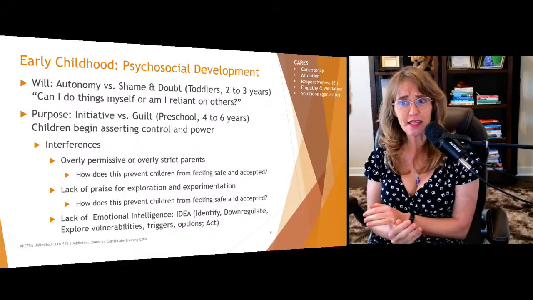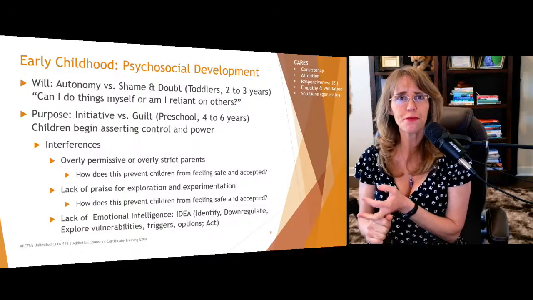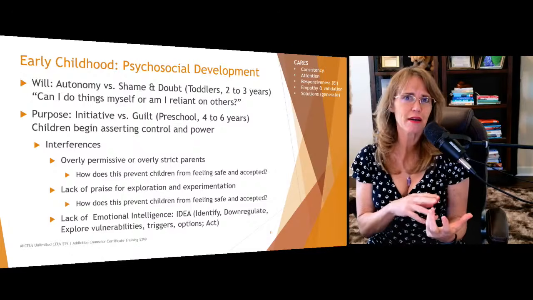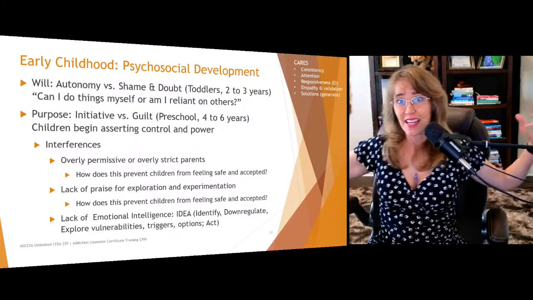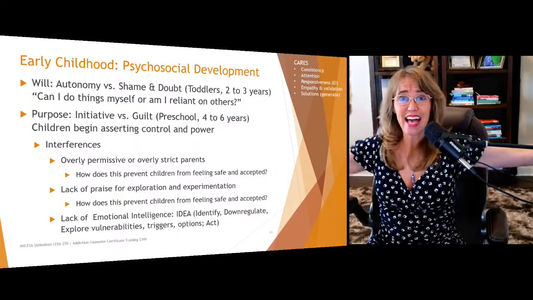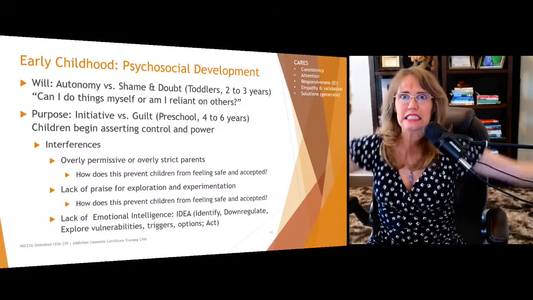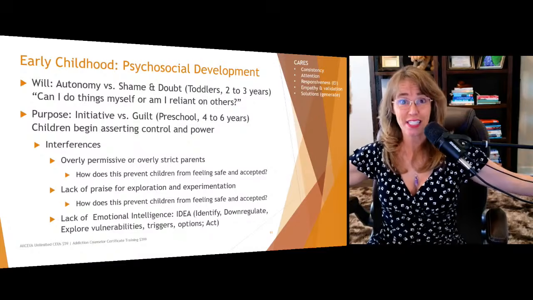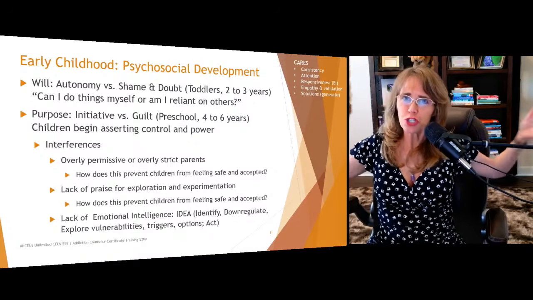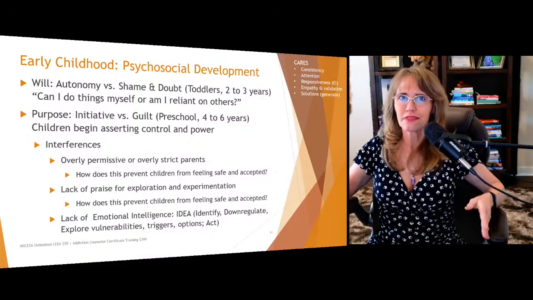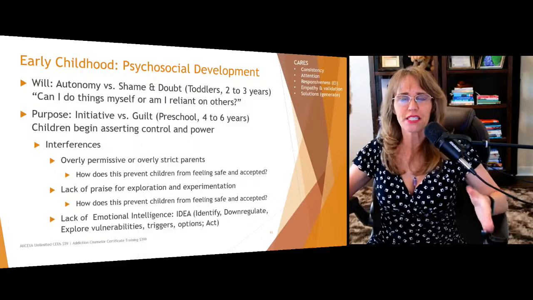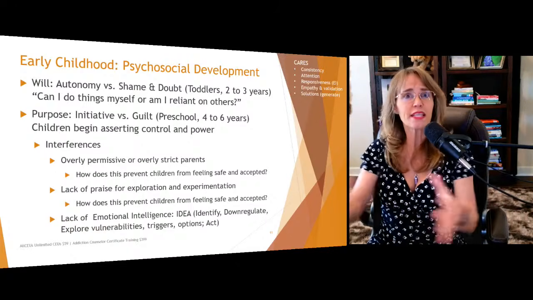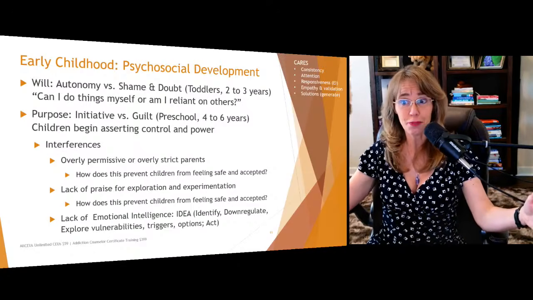Overly permissive or overly strict parents can be problematic. With overly permissive parents, there are no boundaries. And the child's like, okay, I don't know, is anybody going to keep me from walking off the ledge? There's no boundaries here. So children actually do like a certain amount of boundaries because that provides consistency. They know that within this range, the behaviors are acceptable.